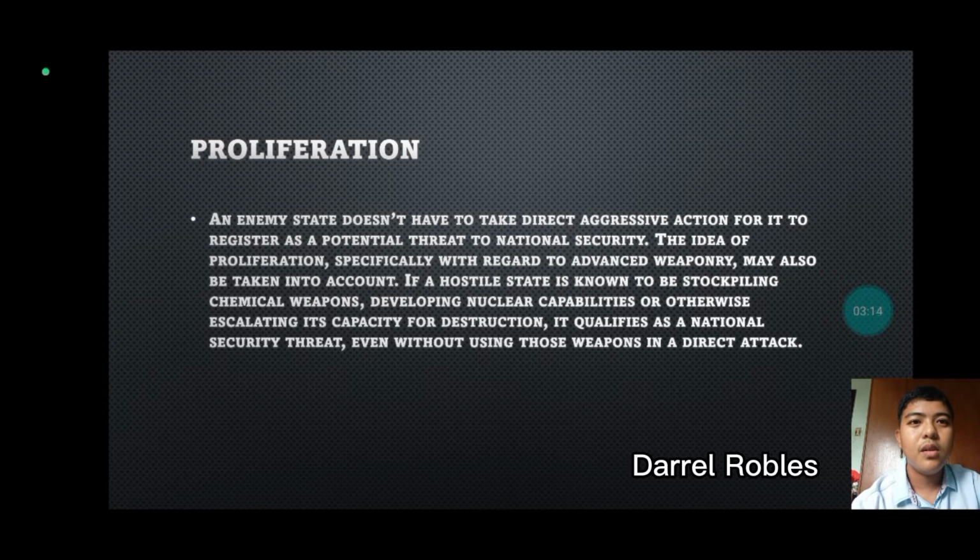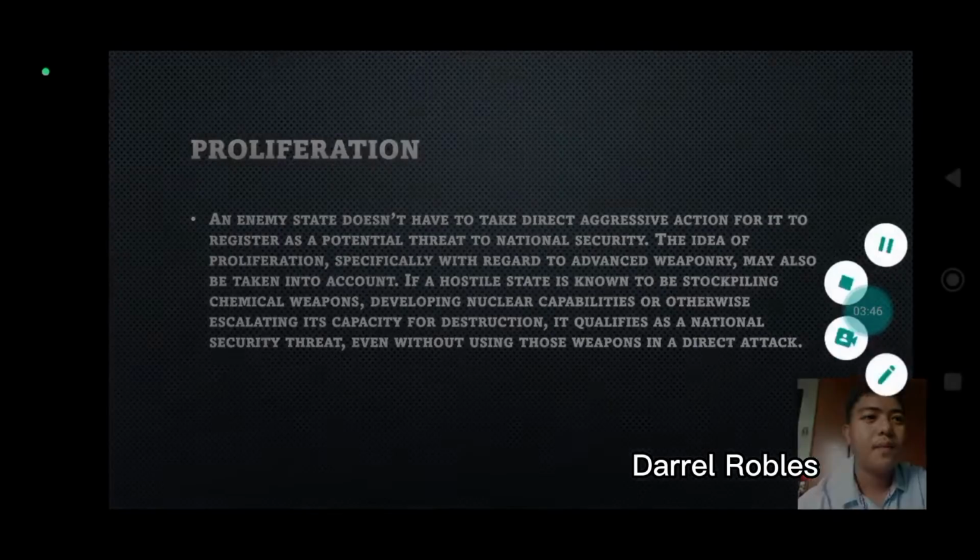The third word is proliferation. An enemy state doesn't have to take direct aggressive action for it to register as a potential threat to national security. The idea of proliferation, specifically with regard to advanced weaponry, may also be taken into account. If a hostile state is known to be stockpiling chemical weapons, developing nuclear capabilities, or otherwise escalating its capacity for destruction, it equals a national security threat even without using those weapons in a direct attack.